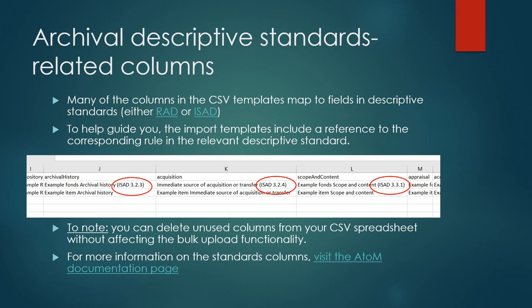Also to note is you can delete any unused columns from your CSV spreadsheet and it won't affect your bulk upload functionality. So perhaps you've decided that, for instance, appraisal, that's not a field that you're ever going to use. You can just delete that right out of your spreadsheet and it makes it a little bit less intimidating to work with because you'll have fewer columns in your view. Of course, the exceptions to these are don't ever delete the fields that you absolutely need in order to make sure your bulk import works properly, which we discussed in the last slide. But some of those extras that are out there, you can go ahead and get rid of them.